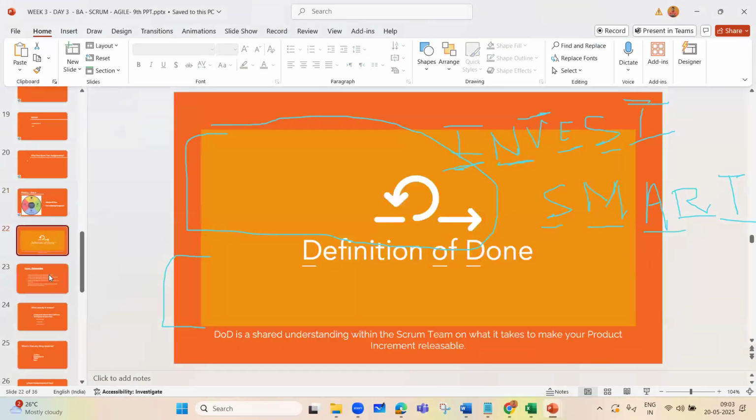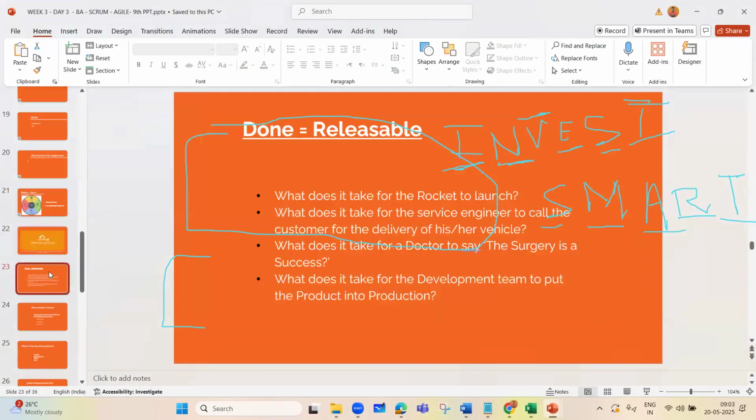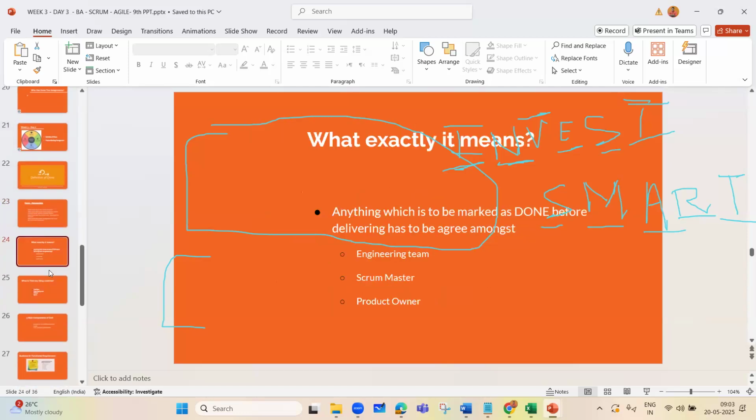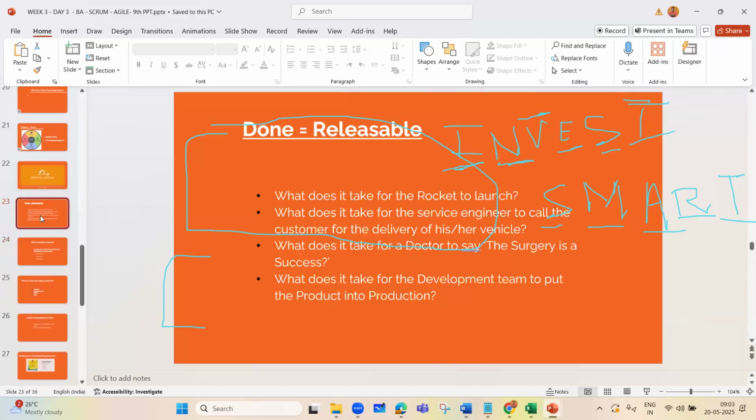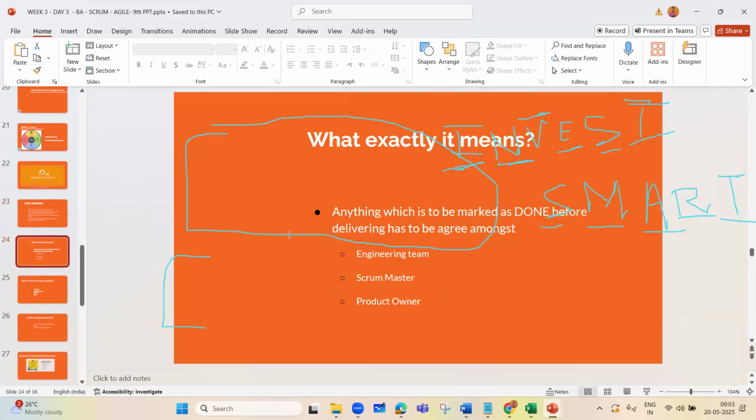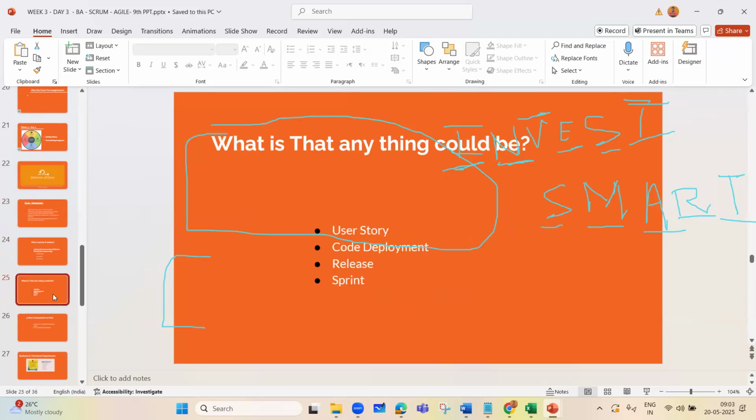In this, we will be looking at what exactly it means when it comes to a checklist. Anything which is to be marked as done before delivering has to be agreed amongst the entire team: engineering team, product owner, scrum team. So all of these we are going to look at under definition of done.